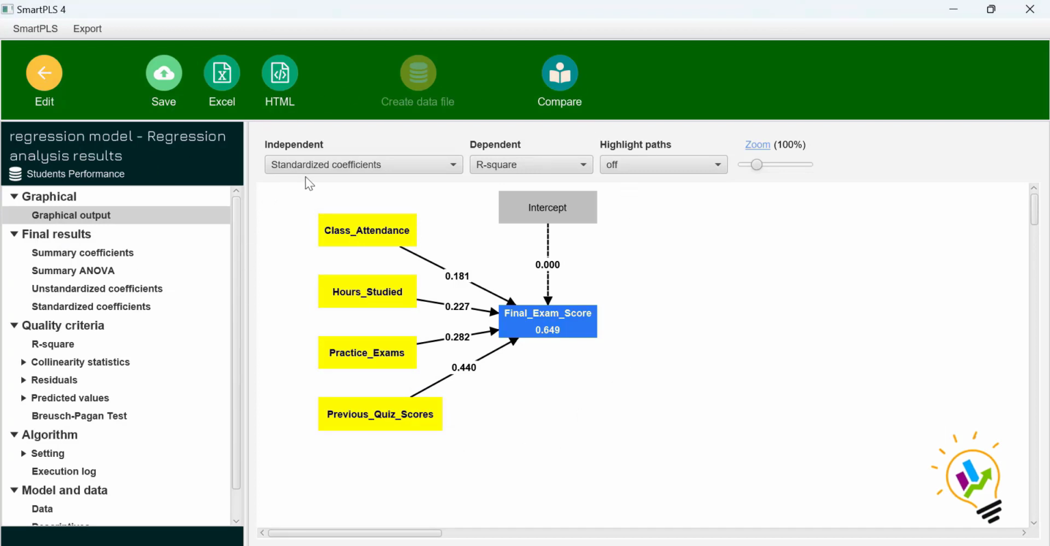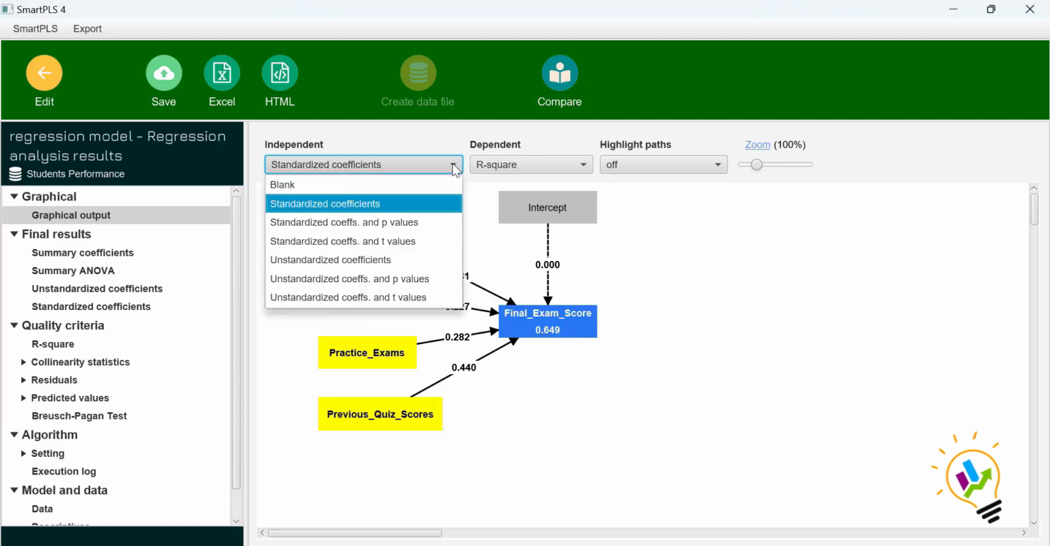Now this is a screen where we can see the model, where class attendance, hours studied, practice exams, and previous quiz score, how much they are impacting the final exam score. You can see these are called path coefficients. We will discuss all these values one after another. Now you can see these are standardized coefficients.